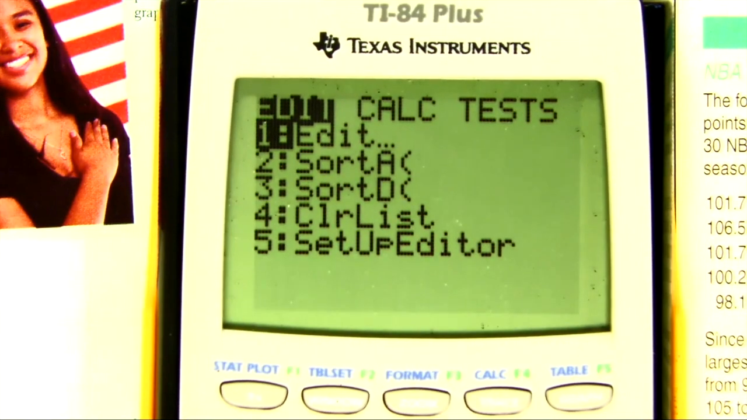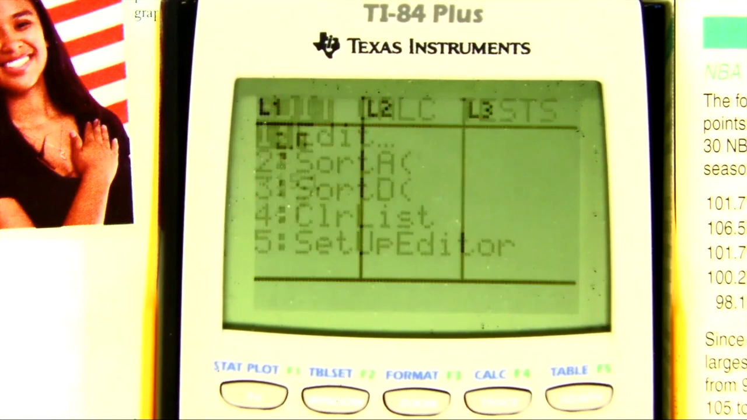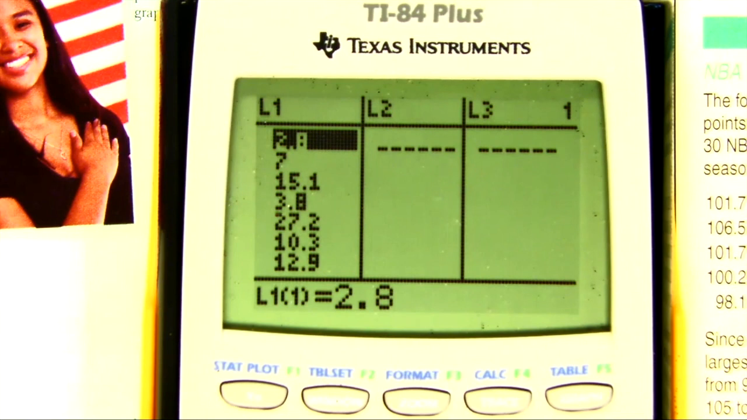And all I do is I go into edit, enter. And I have lists, L1, L2, L3, L4, L5, and L6 that are pre-made lists. And I'm just gonna type my data into list one, L1 right here. Okay, and so now I've got my data entered. You may want to pause right here while you're typing in data, and then you can continue on from here.